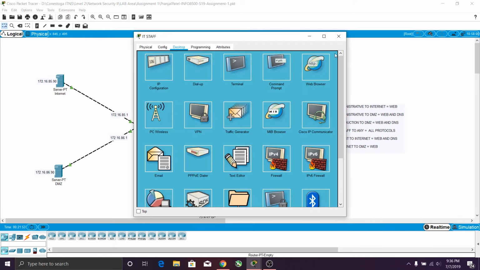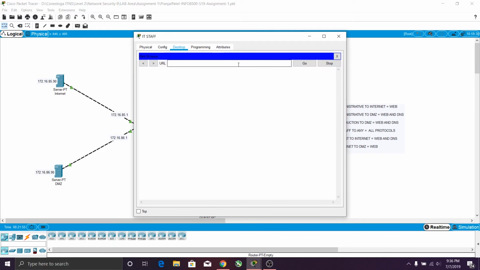First, we'll be using the internet. The IP address for the internet is, so it's working. Now the DNS of the internet. This is also working. Now the IP address of the DMZ server. This is also working, and the DNS of the DMZ. This is also working perfectly.